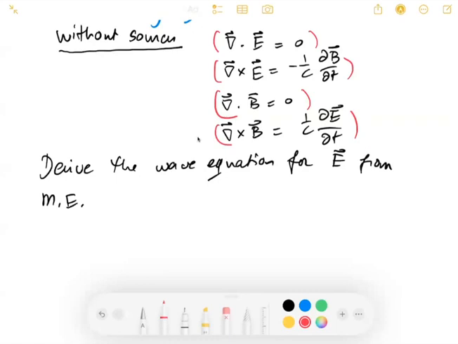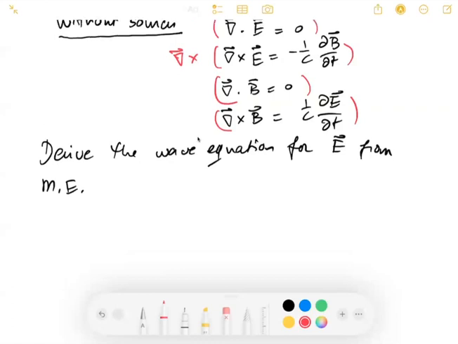So the most obvious one to do is to just take the, and I think that's actually the only one. So what you do is you just take the curl of Faraday's law. So take the curl here. And that means you take the curl of both the left side and the right side. Okay, so the left side becomes this.